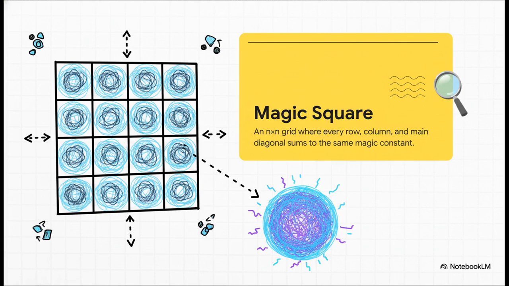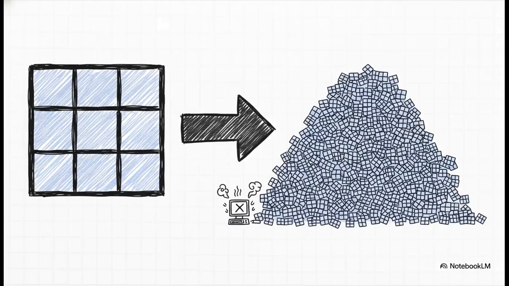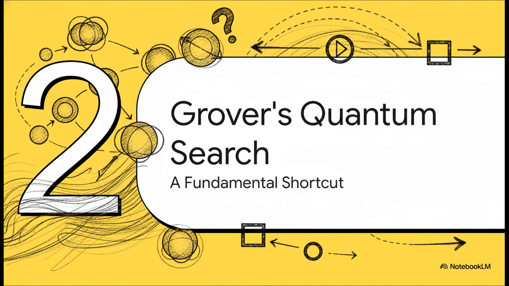This is a textbook example of what's known as a constraint satisfaction problem. Now, here's where things get, well, insane. The number of ways you can arrange the numbers in the grid grows factorially. So for a simple 3 by 3 grid, you have over 360,000 possible arrangements. But just bump that up to a 4 by 4 grid, the search space explodes to almost 21 trillion possibilities. So you can see why trying to solve this by brute force, just checking every single combination one after another, is basically a non-starter. It becomes wildly inefficient really, really fast. And this is exactly the kind of problem where you start looking for a smarter, more elegant solution. And that smarter way leads us straight into the quantum realm.